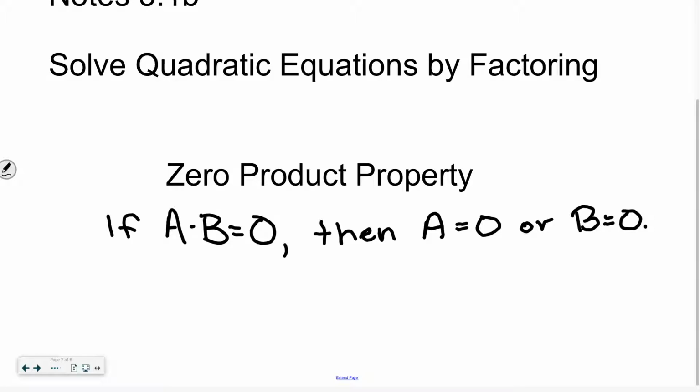So that's why solving by factoring works. You can solve by factoring if you can get two factors that are being multiplied together. We talked about this yesterday in our warm-up. You set your factors equal to 0 because if one of those factors was 0, then the whole thing would be 0. So that's why that works.